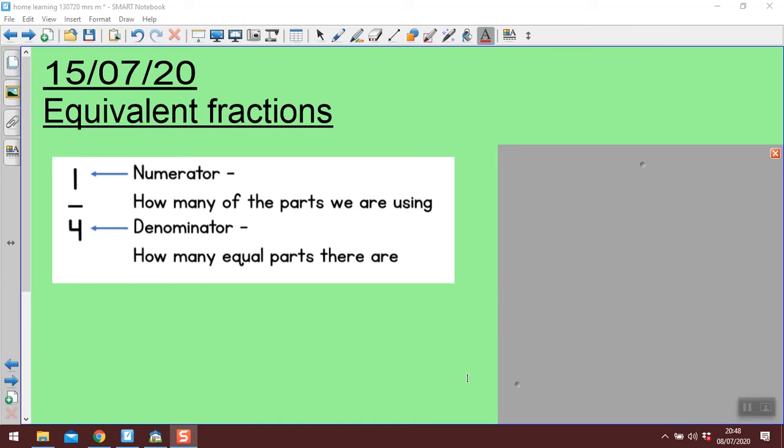Today we're going to have a look at equivalent fractions. Equivalent fractions are where you have 2 different fractions that are worth the same amount. They are equal. So when looking at a fraction, the top number is the numerator. That's how many parts we are using. And the bottom number in a fraction is called the denominator, and that's how many equal parts there are.